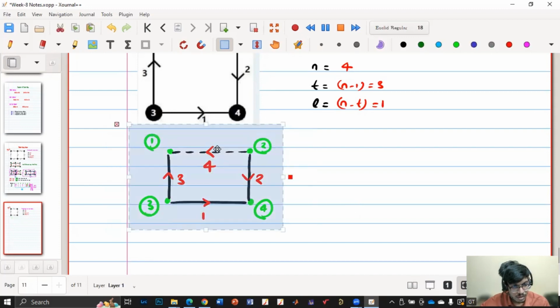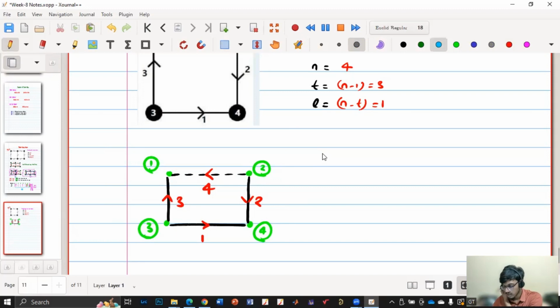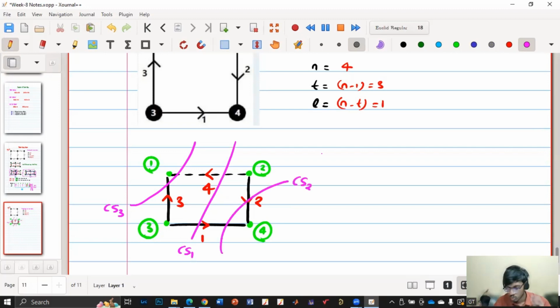Sir, 3, because there are 3 twigs. So we'll have to cut it. Let me use a different color, maybe purple. We'll have to consider cutting only one twig. First I'll consider this one, which is cutting the third twig, so I'll name it cut set 3. Then I'll consider this one, which is cut set 1. And here I'll consider this one, cut set 2.